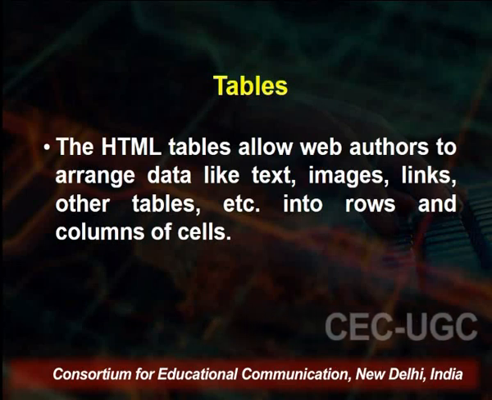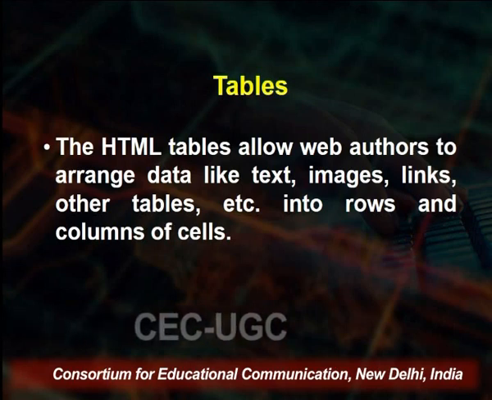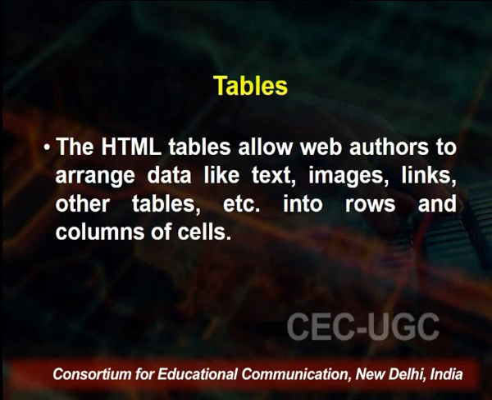So we all know that HTML tables will allow the authors to arrange the data, whether it is text or images or links or even other tables in rows and columns. So we know that a table is a two-dimensional structure, like a grid format, which has got rows and which has got columns. So in these rows and columns, that is the cells we create using the rows and columns, we can put text, we can put images, or we can even put other tables as well as hyperlinks.